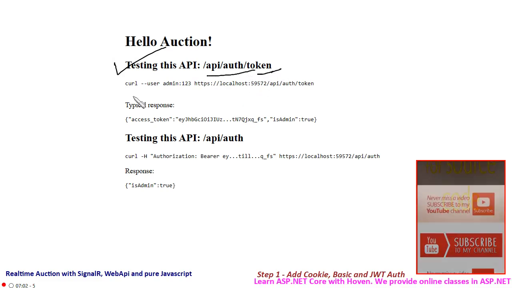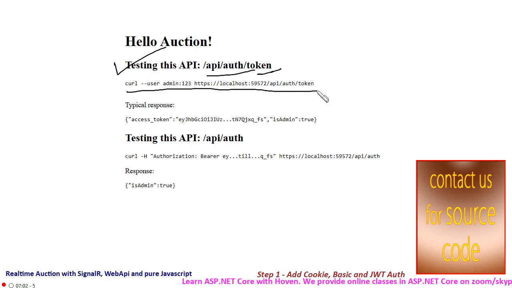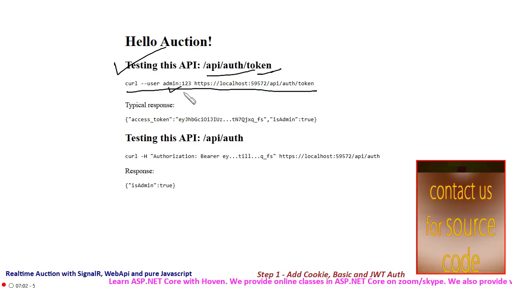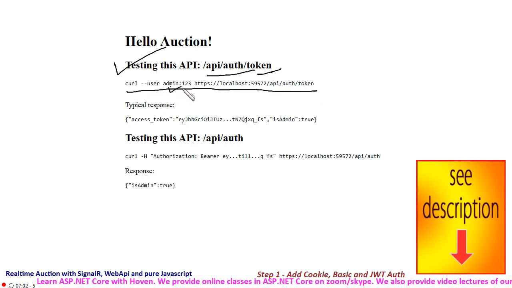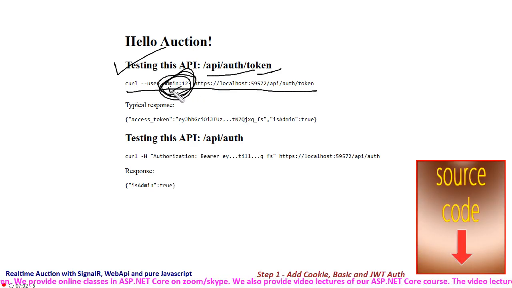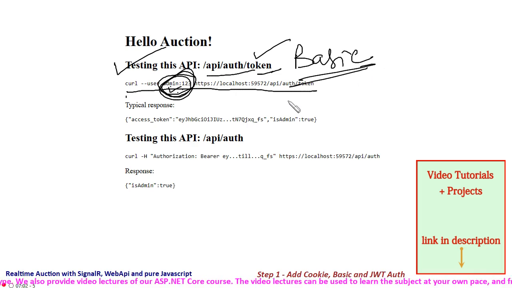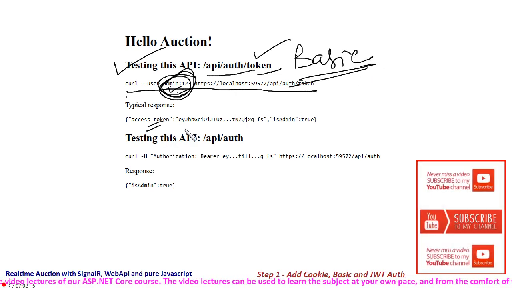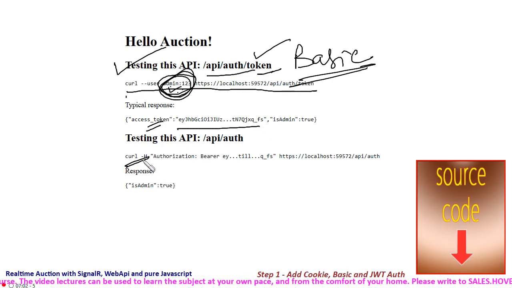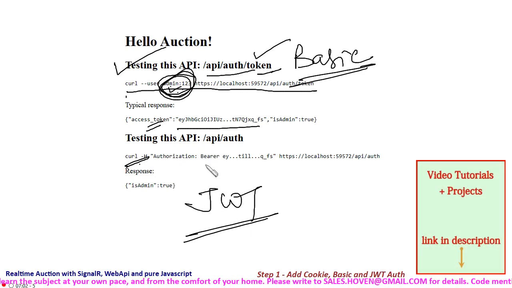This token will be tested through a curl request of this type, in which the administrator user ID and password are what I have kept in the server side JSON file. You will see in a moment. This curl request will be used to test this basic authentication. The typical response will be an access token that will be coming from there, and this curl is a client, so it will be using JWT authentication, and in that case we will send an authorization bearer JWT token.